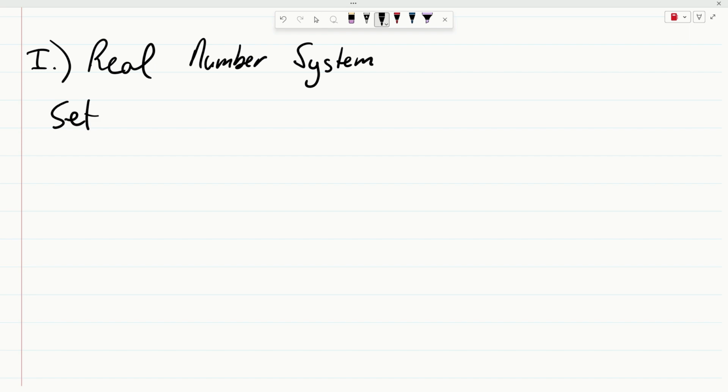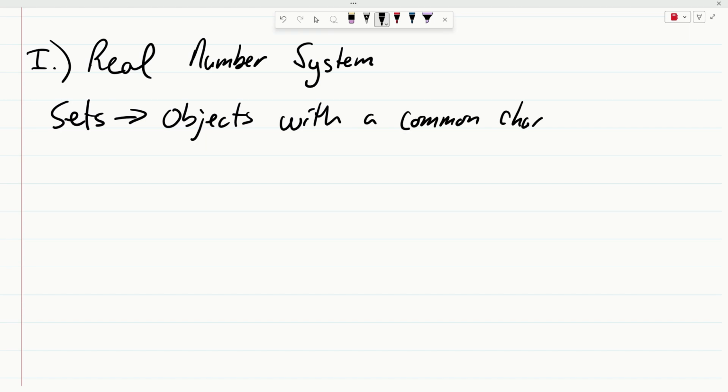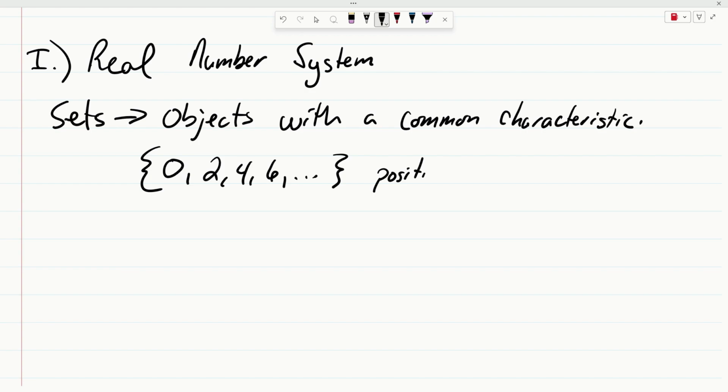So real quick, even though this is not in your textbook, I'm going to define what a set is, or sets. Sets are objects with a common characteristic. All right. So in math, a famous set is 0, 2, 4, 6, and it just keeps going. And hopefully you recognize that these are positive even numbers. Okay, so what do they all have in common?